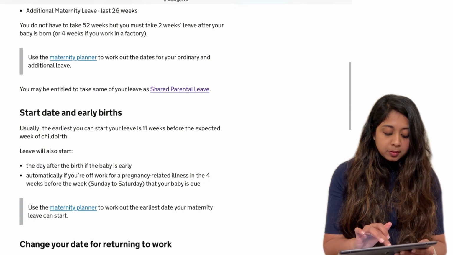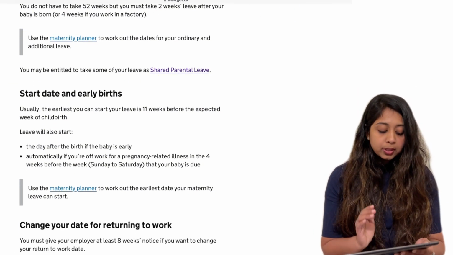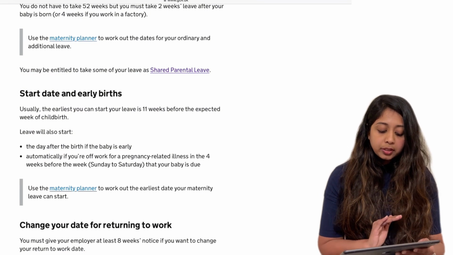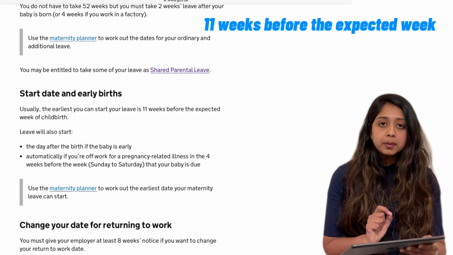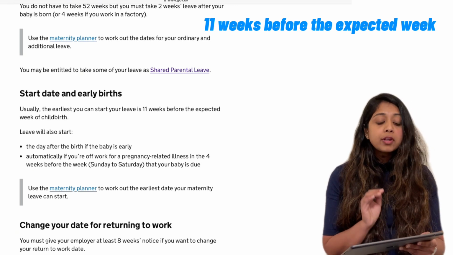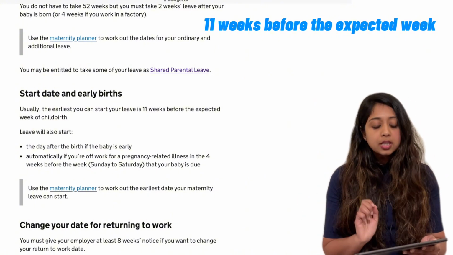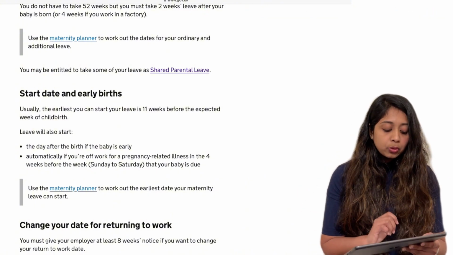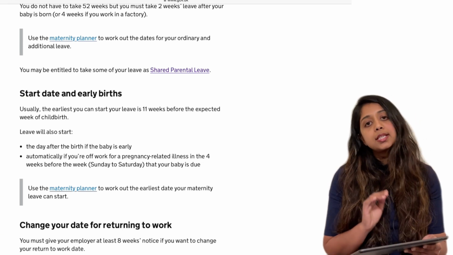Then it explains the start date of your leave and early births. Usually the earliest you can start your leave is 11 weeks before the expected week of childbirth. So you can apply for statutory maternity leave up to 11 weeks before the expected week of your childbirth. Also, leave will start the day after the birth if the baby is early.